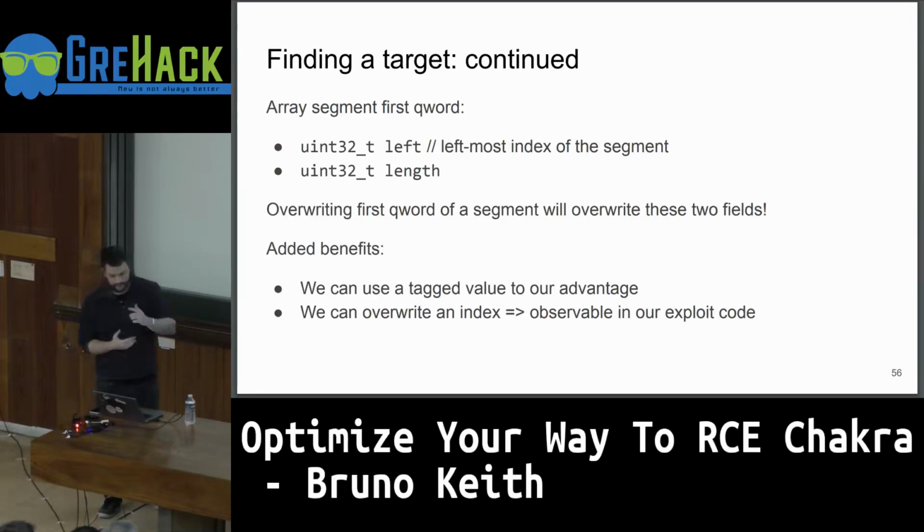It also has 2 added benefits as a target. We can use the fact that we have a tagged value to our advantage, because we'll be able to use the tag to control the value that ends up in one of the fields. And also we can overwrite an index. When we overwrite left, we effectively overwrite an index, which means that it's observable in our exploit code. So we'll be able to test if our bug worked.